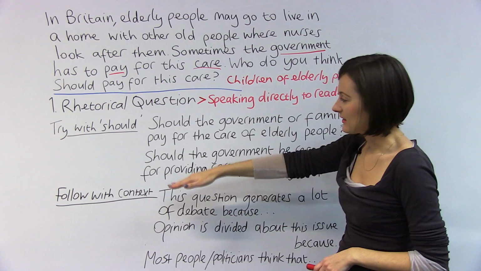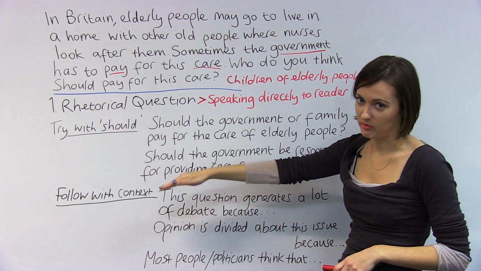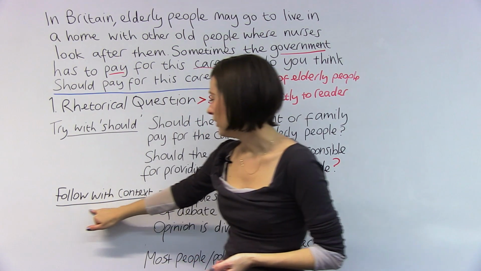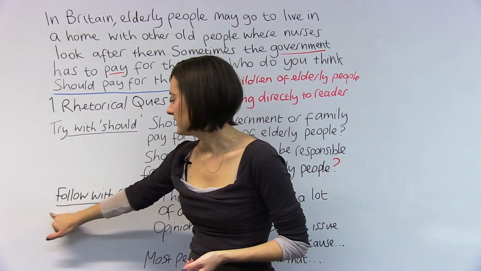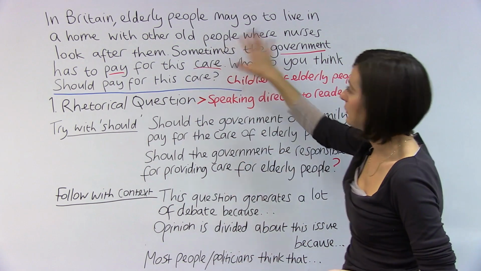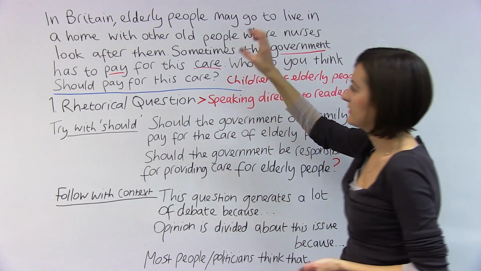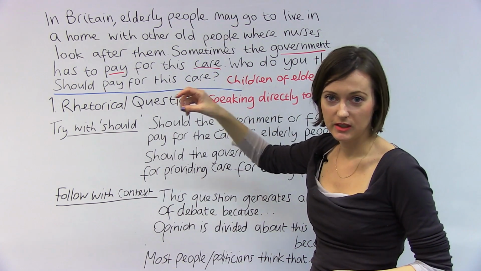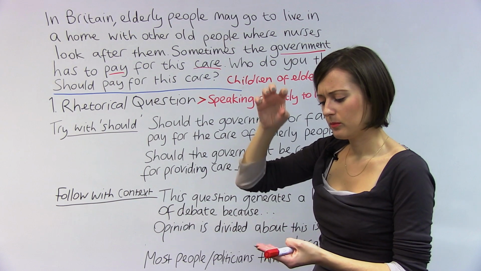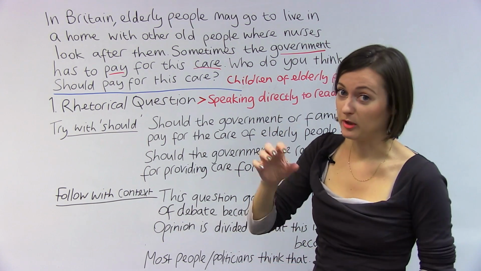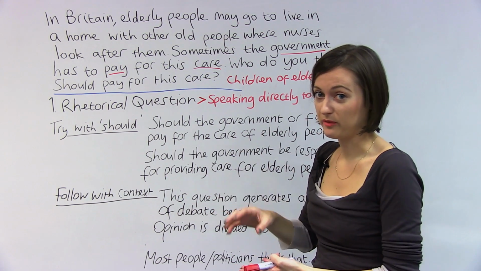But then, that's not the whole introduction. You need to say something else. What do you say then? Well, you follow with the context. So, what's the context of this? Well, it's telling us what happens in Britain. Elderly people go to homes and the government pays, or sometimes the family pay.